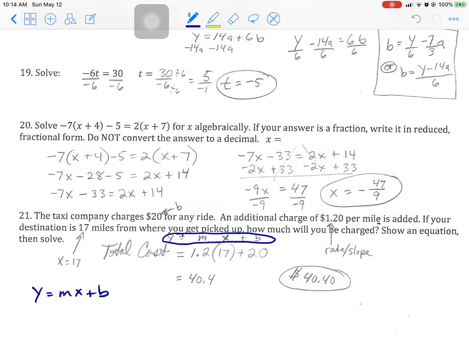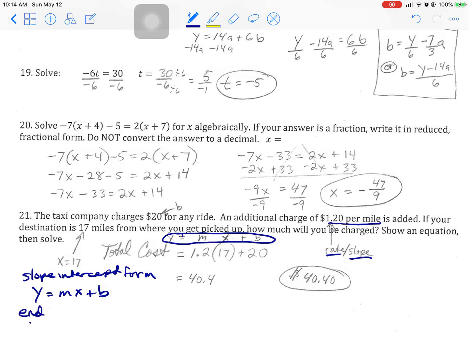Now, some people are thinking, well, that's not the chapter for this, but it is. If you have a word problem that talks about a rate, this is $1.20 per mile, that's a rate. A rate is a slope. A rate of change is a slope. So you can think about it as the slope-intercept form of a linear equation, or you can think of it, in class I mentioned some other words for this.